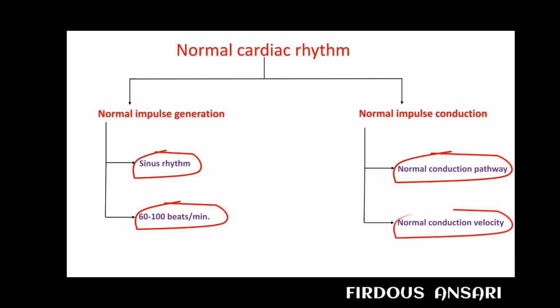Next we'll check out what happens when the normal conduction velocity is disturbed. We know that the SA node fires and the impulses move to the atrium at a moderate speed of about 1 meter per second. Next, from the atria, the impulses are conducted to the AV node at a speed of 0.05 meters per second, which is very slow. And next, from the AV node to the Purkinje system that spreads to the entire ventricle, the speed should be 4 to 5 meters per second. That is a very high velocity. And any deviation from this may lead to cardiac arrhythmias.